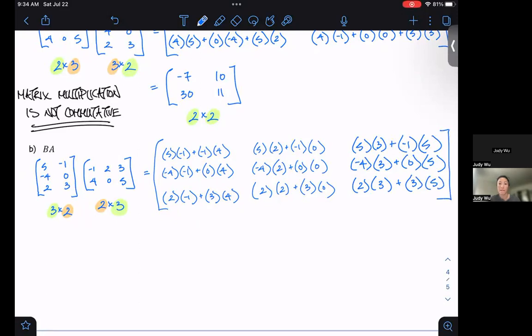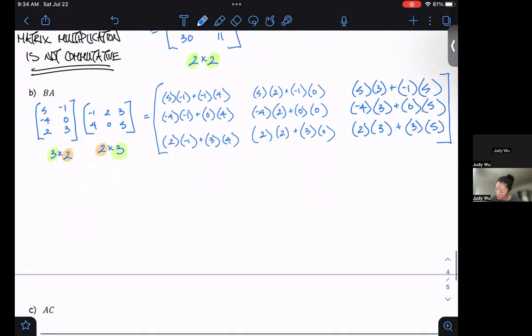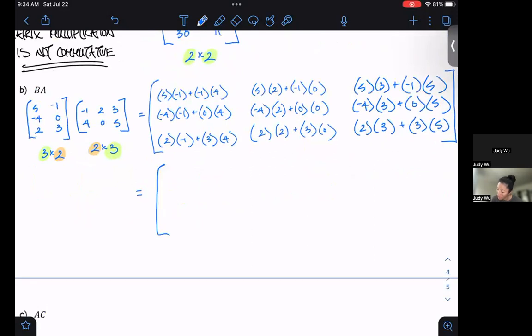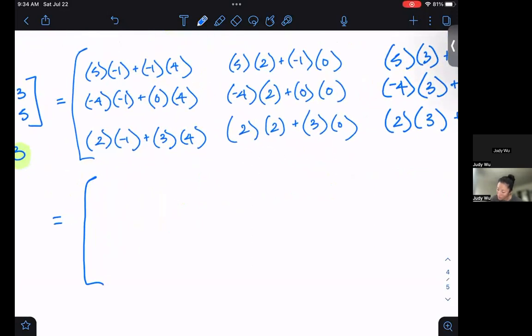Okay. Whew. So this is the kind of work that I do want to see on your quizzes. All right. So please make sure that you show your thinking here. But ultimately, we should end up with a 3 by 3 matrix. All right. So -5 plus -4 is -9. 4 plus 0 is 4. -2 plus 12 is 10.